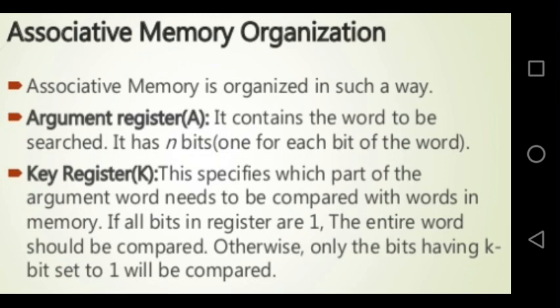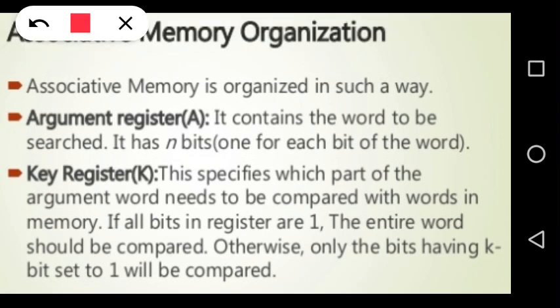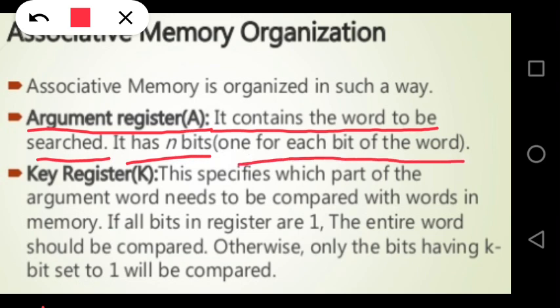So associative memory is organized in such a way. There is a special register called the argument register, and this argument register contains the word to be searched. It has n bits, one for each bit of the word. So the argument register length is n.